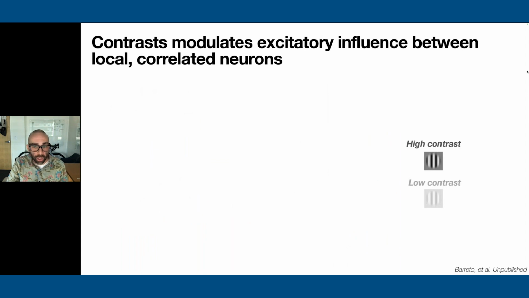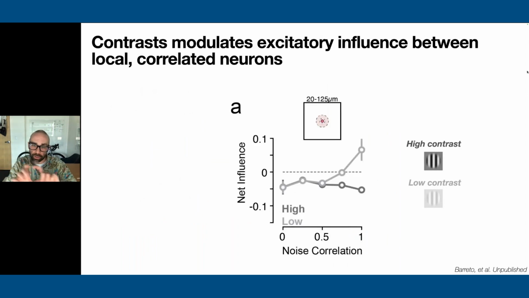Okay, so the first thing that we did is we just said, let's look at cells that are very nearby our target and compare low and high contrast, and then look and see what happens as the cells become more correlated. So basically the ones that are correlated would be ones that are most likely to be part of a column or a functional column.